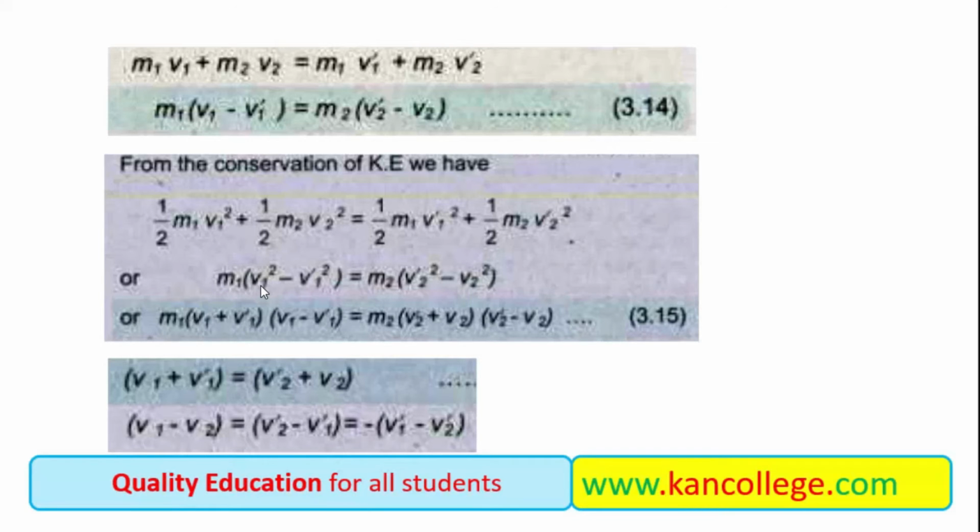And we can also write this equation in the 3-15 form, as a square minus b square can be written as a plus b into a minus b. So v1 square minus v1 dash square can be written as v1 plus v1 dash into v1 minus v1 dash. Similarly, for the second.